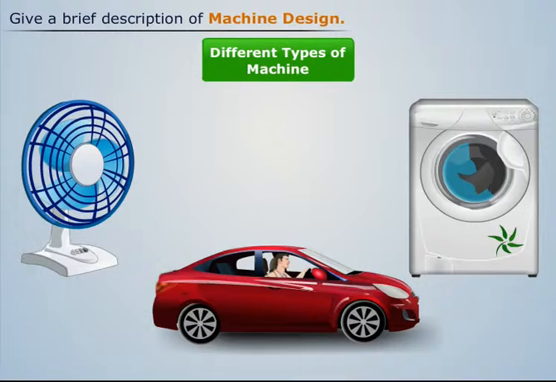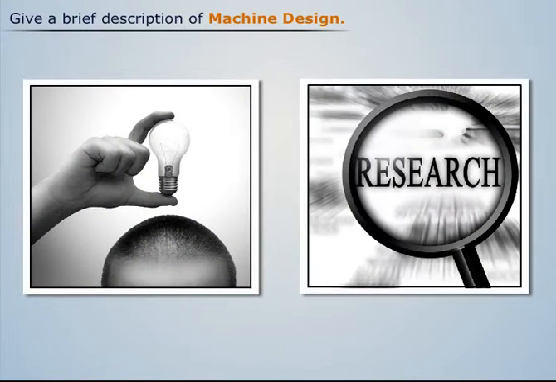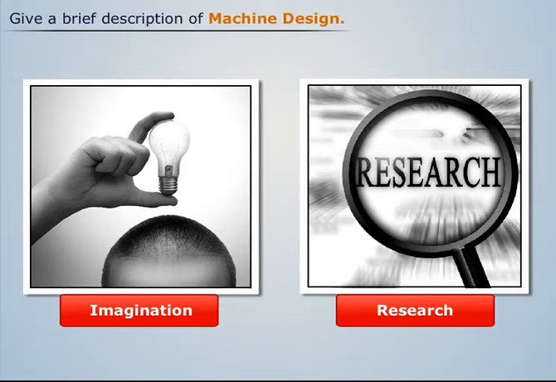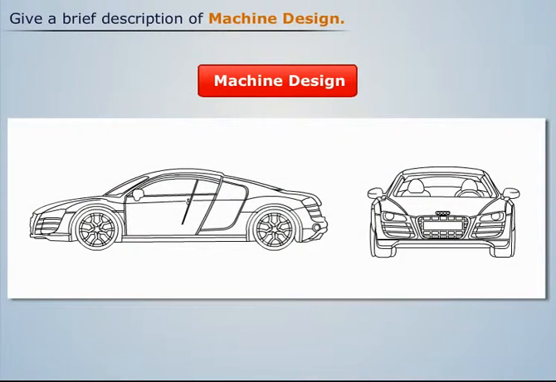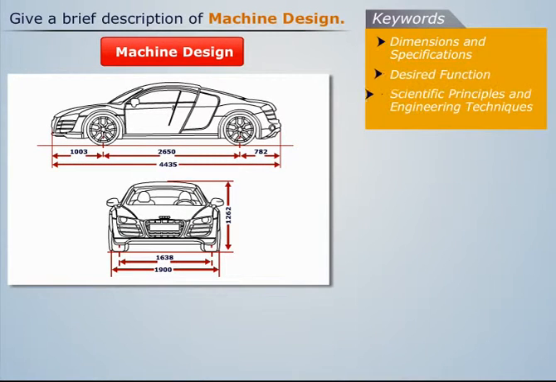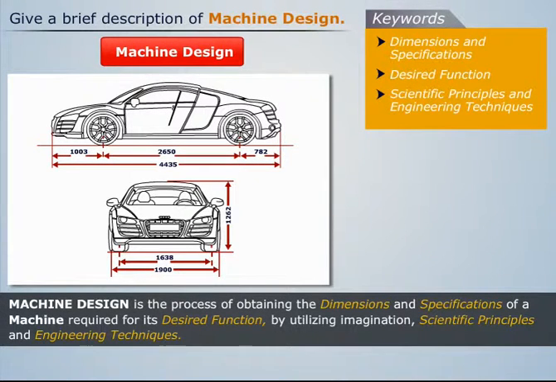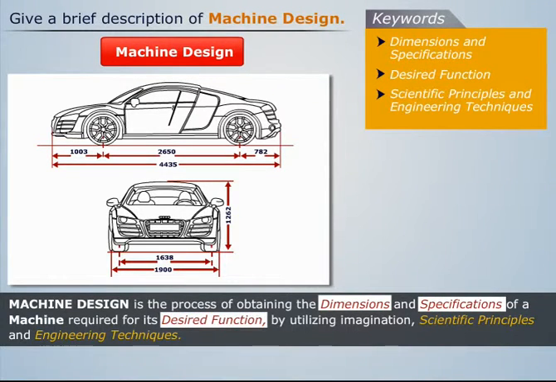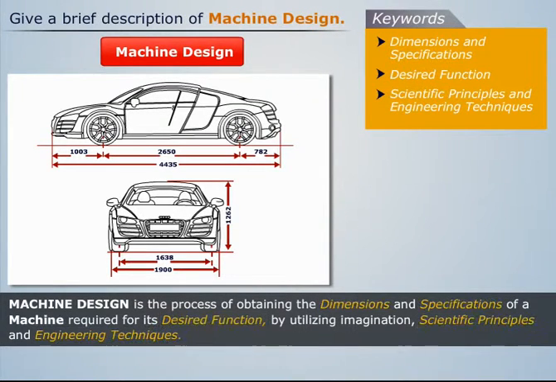To design any kind of machine, a lot of imagination, innovation, research, processes, etc. are involved. Creating a plan to design a machine which performs a specific function is called machine design. It involves obtaining the specification and dimensions of a machine required for its desired function. Thus, we can say that machine design is the process of obtaining the dimensions and specifications of a machine required for its desired function by utilizing the imagination, scientific principles, and engineering techniques.